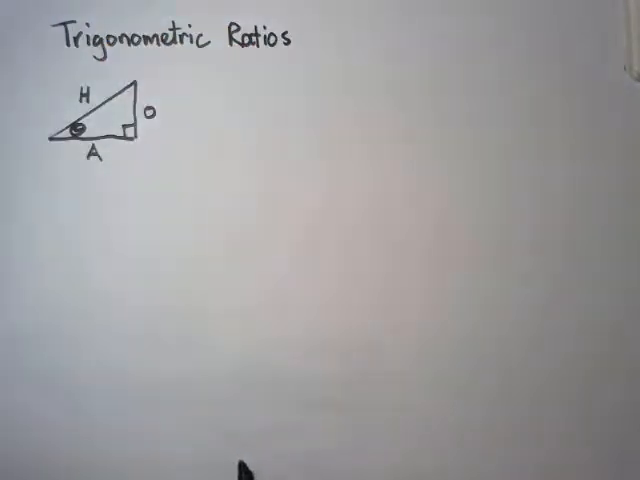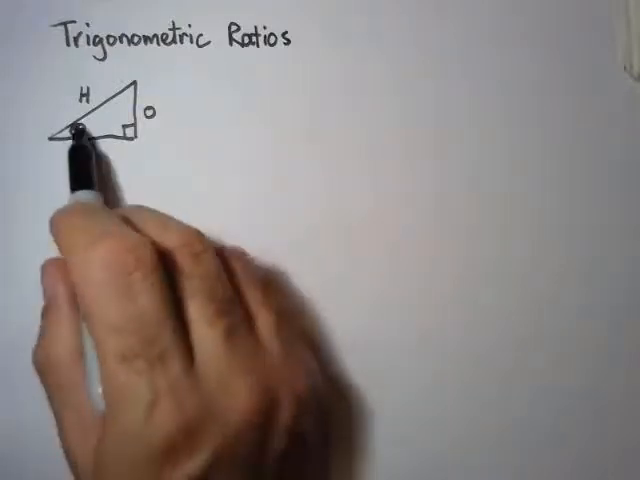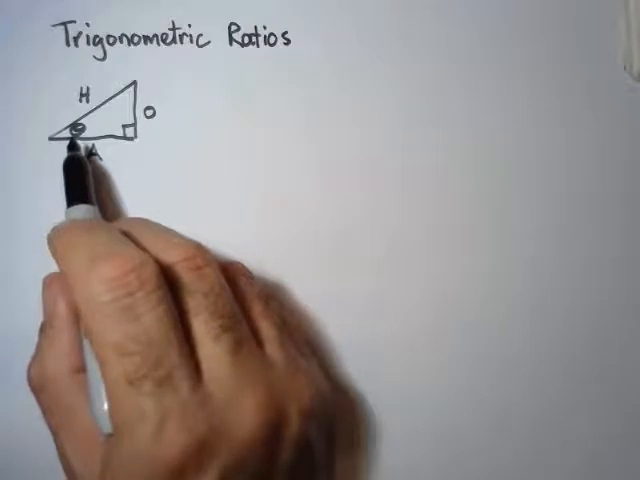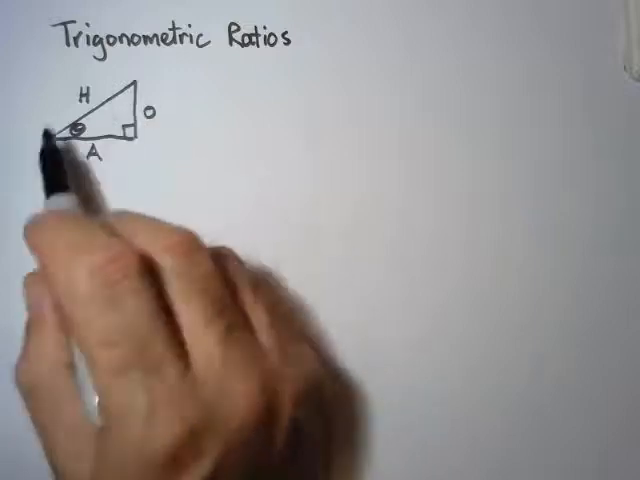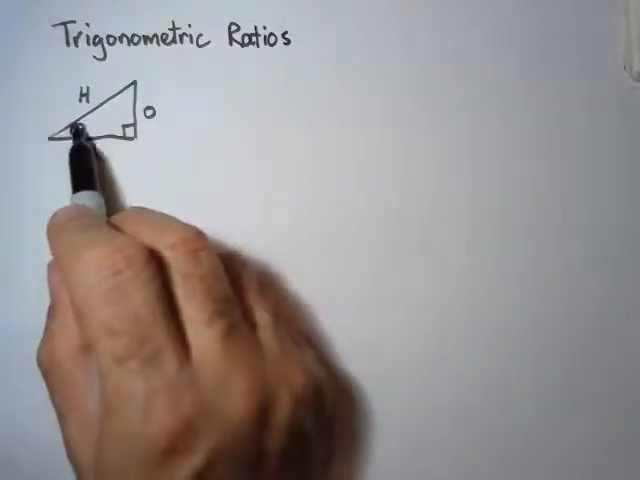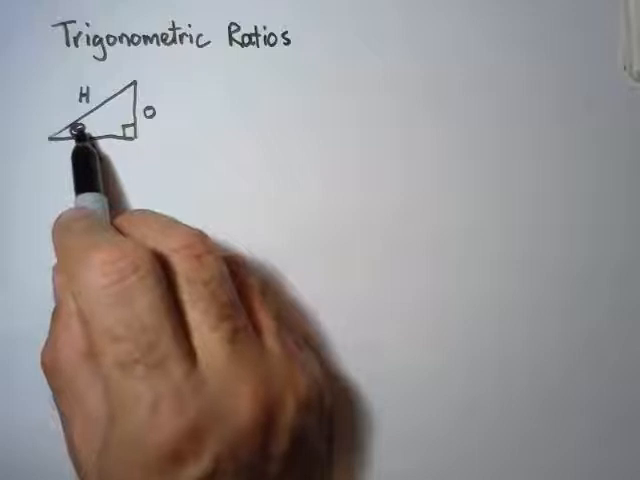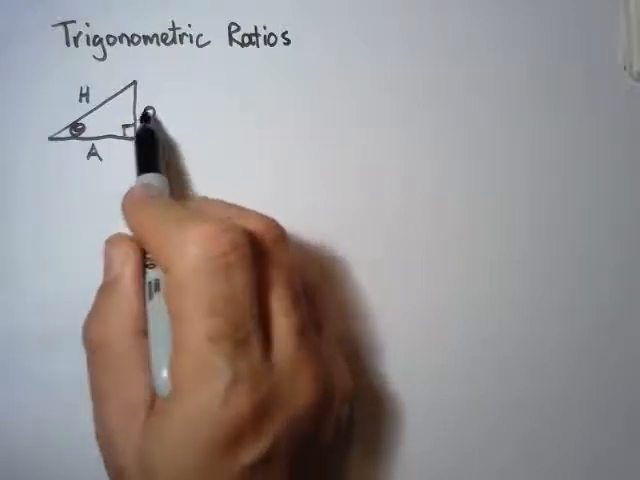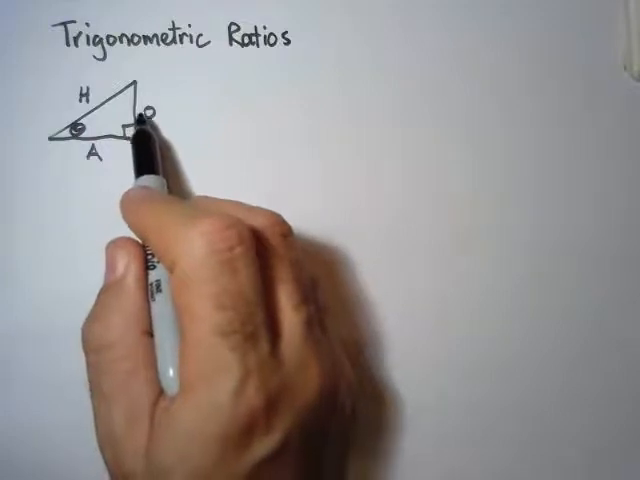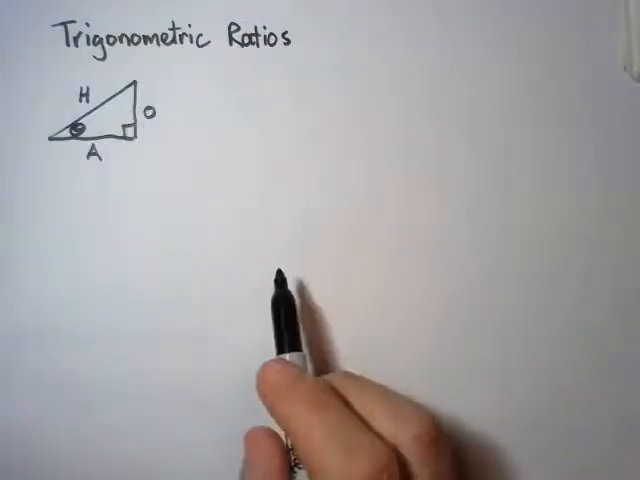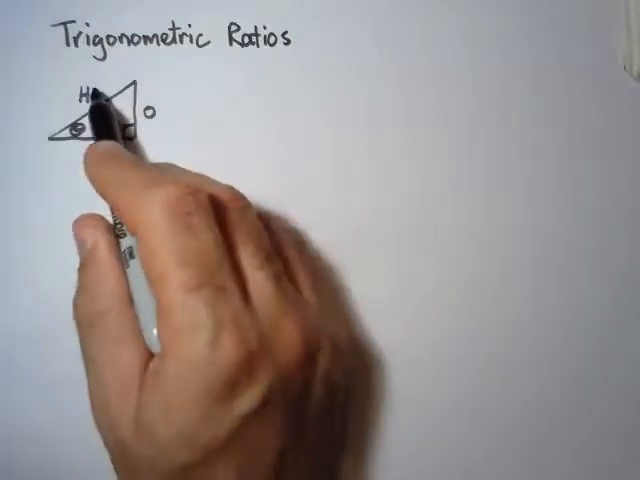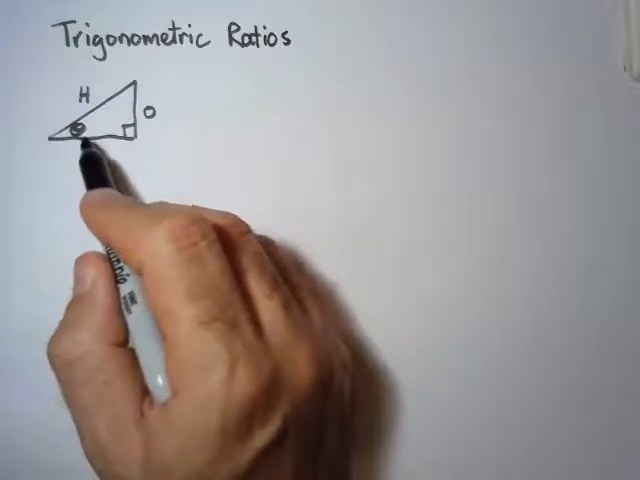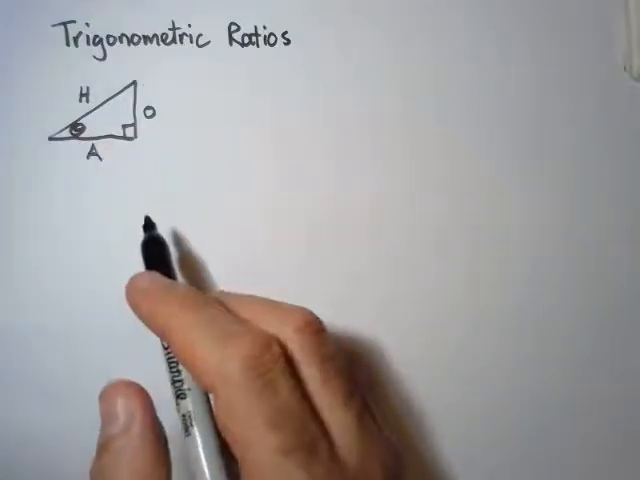Now many years ago, mathematicians realized that for any given angle, the ratios of these sides are always the same. Doesn't matter how big the triangle is. For 1 degree, if this angle is 1 degree, then there's always the same ratio. This side to this side, this side to this side, whatever way. If it's 40 degrees, then this side to this side is always the same. This side to this side is the same if that angle is 40 degrees. Doesn't matter how big that triangle is.